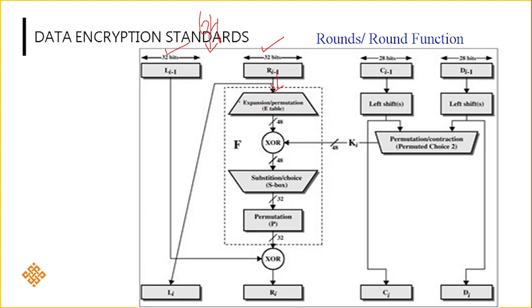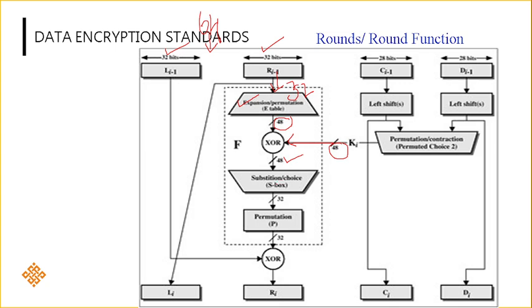In the round function, the first step is we are sending it to the expansion box. We call it expansion permutation. What happens here? This 32 bits will be expanded to 48 bits. How it happens, we will see. Those 48 bits are XORed with the 48-bit key. Then you will get a 48-bit output. We call that a state.